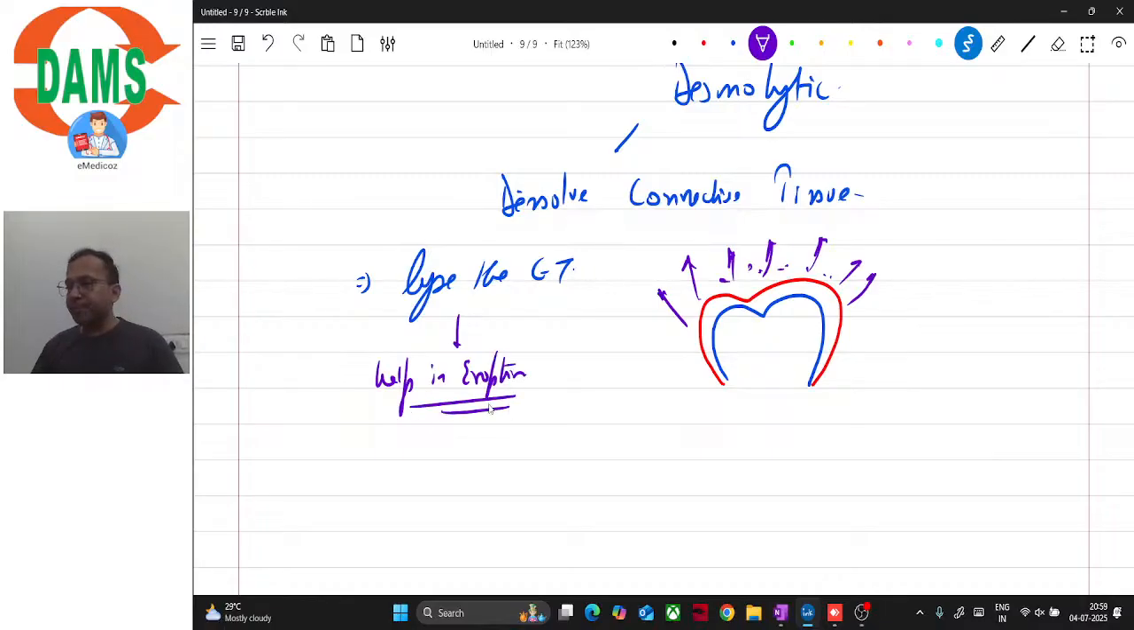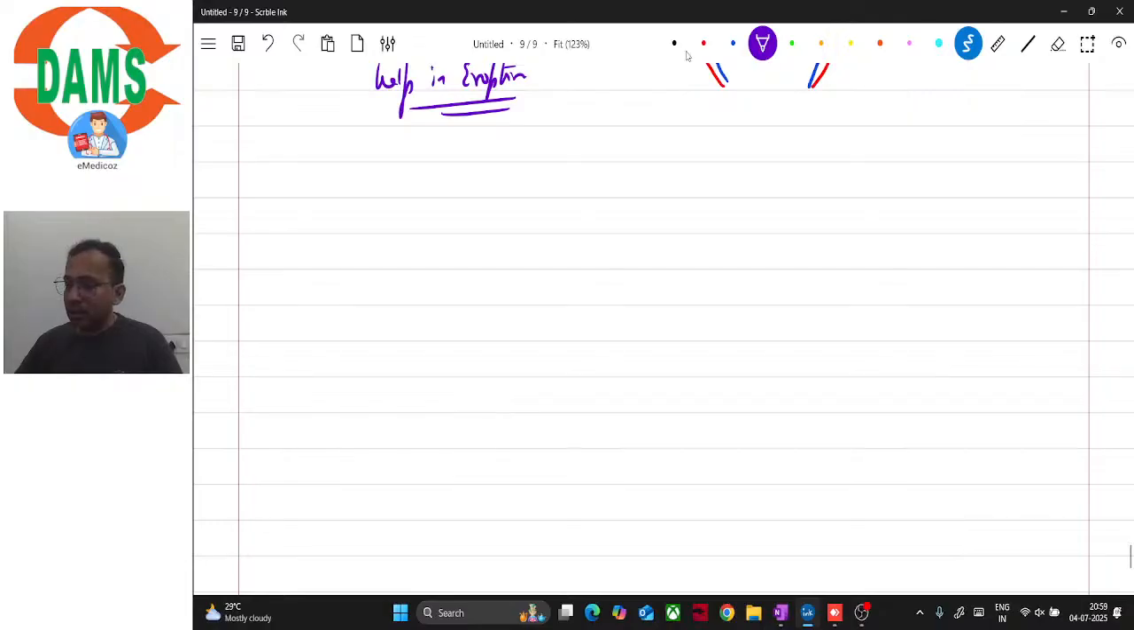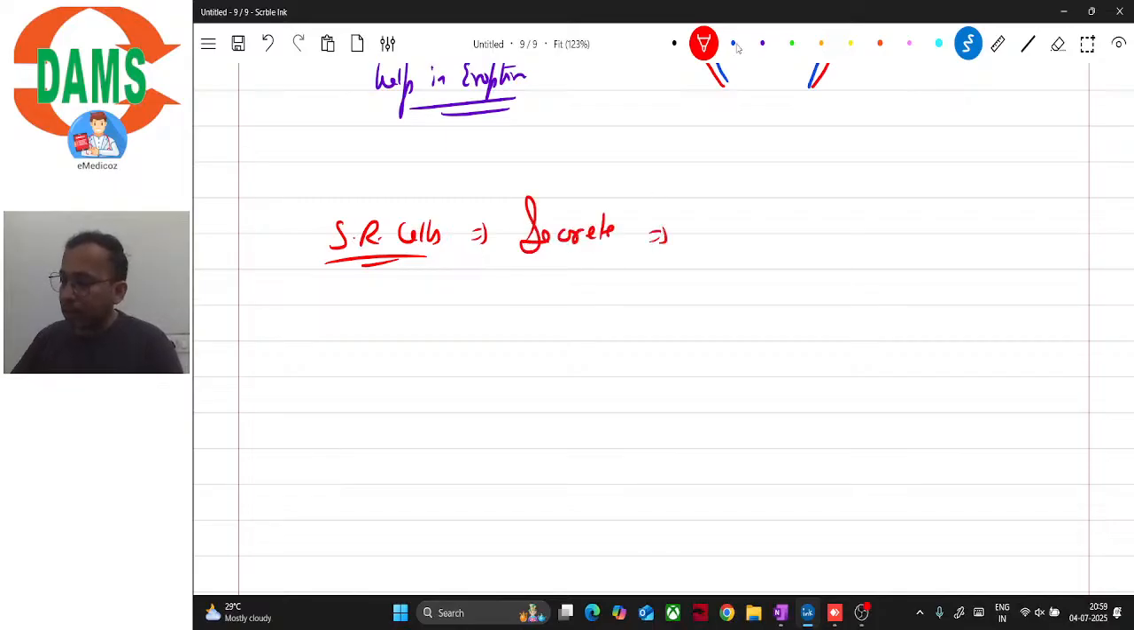Is it clear? So basically what they do is they will reduce the resistance from the connective tissue. They will lyse the connective tissue. They will liquefy the connective tissue, isn't it? Apart from that, these stellate reticulum cells, they also secrete collagen type 1, 2 and 3.